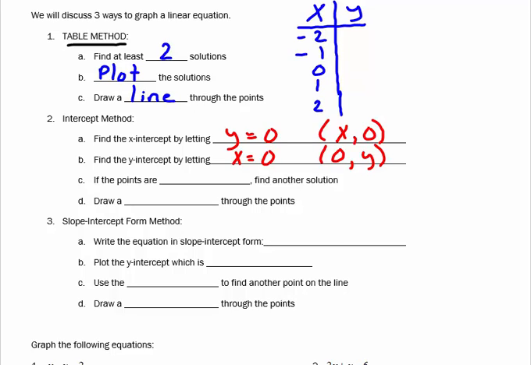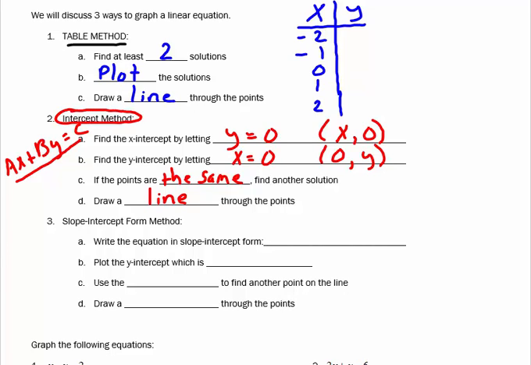There's only one problem. If the points are the same, and the only reason why they'd be the same is if you got the origin (0, 0), then go back to the table method and try finding another point. If they're not the same, draw a line connecting those points. Now, when would I use the intercept method? I would use the intercept method when I'm in standard form, ax plus by equals c. If I am in this form, I'm most likely going to try the intercept method. If it fails, I'll go back to a different method.